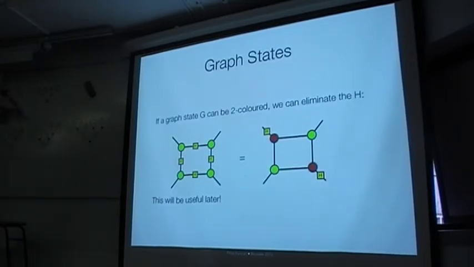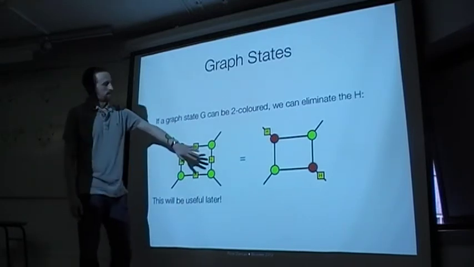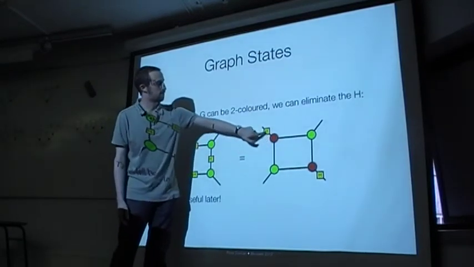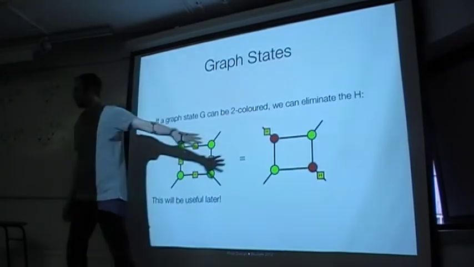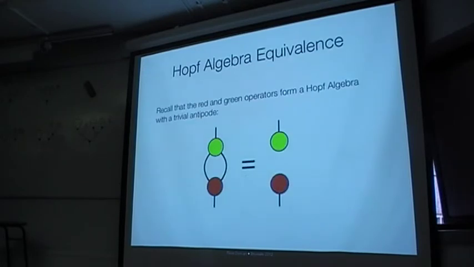So let's look back at our graph state. This is what it looks like when I first draw it. But usually I can do something like this, where I make some of the vertices red by pulling these edges out. Okay, that's going to be very helpful in a second. So I want you to remember this rule.